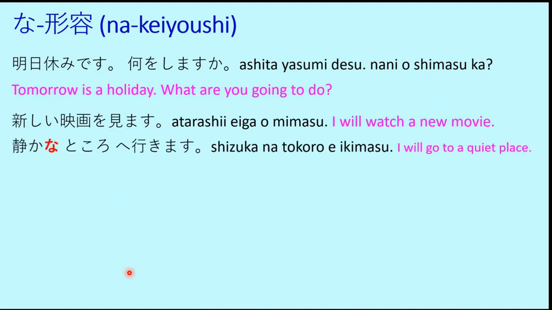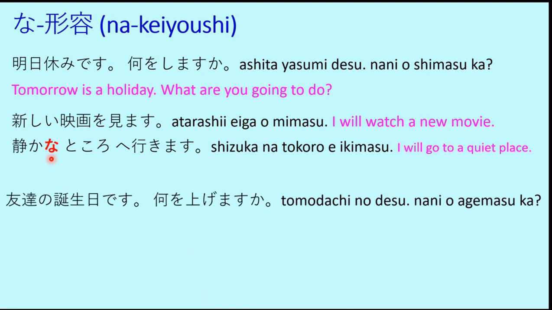But if we say Shizuka na tokoro e ikimasu. Shizuka, as we just saw, means quiet, and tokoro means place. So quiet place, Shizuka na tokoro. I will go to a quiet place. So here we must use na. Shizuka na tokoro. So atarashii eiga, Shizuka na tokoro. This is the difference between the i adjective and the na adjective. We have put two examples, one each for the i adjective and the na adjective. So the difference is clear. So, ashita yasumi desu. Nani o shimasu ka? Atarashii eiga o mimasu. Shizuka na tokoro e ikimasu.